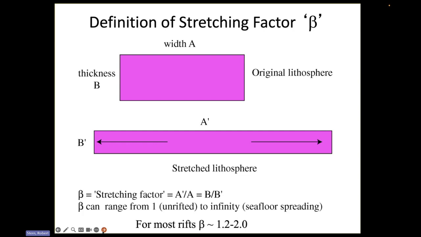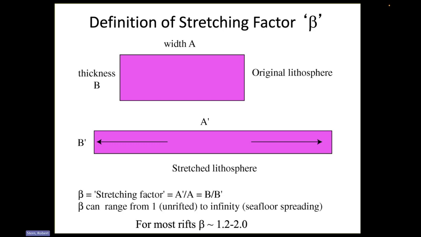We're just stretching it. So this stretched lithosphere, we can define this stretching factor, beta, as either A prime over A, right? A prime over A would be something like, looks like it'd be about 2, right? Or B over B prime. They are the same, right? That'd also be about 2. Does everybody see that? Very simple way to describe the amount of extension that occurs. Any questions about that?